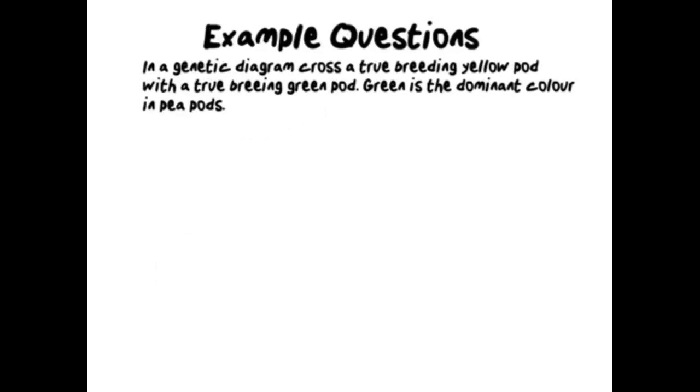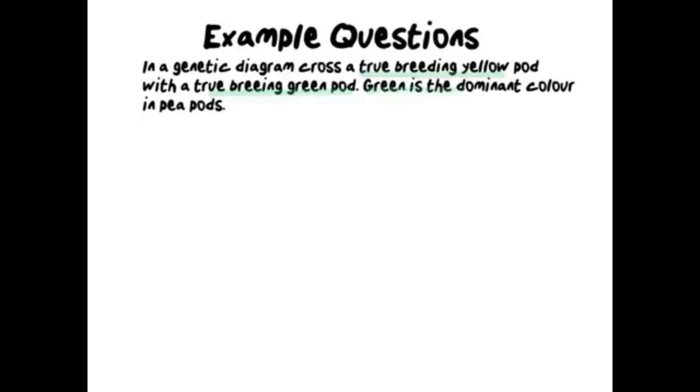So let's look at this very basic example, and it will just reiterate what I was explaining in the previous Punnett square example. So let's say you get this question, and this question says, in a genetic diagram, cross a true breeding yellow pod with a true breeding green pod. Now, when they refer to true breeding, what they mean is this. They mean that the alleles must be the same. In other words, there must be two capital letters or two lowercase letters. But let's read the rest of the information so we know what we need to do.